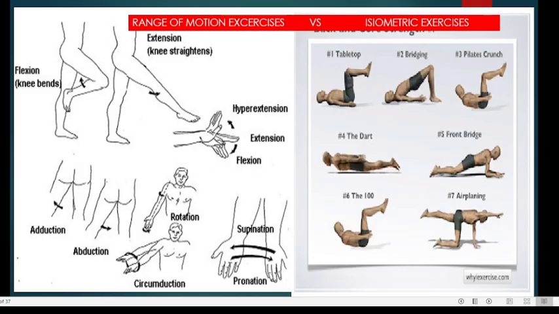Okay? Here are some of the range of motion exercises vis-a-vis the isometric exercises. Like the range of motion, we have the flexion, extension, hyperextension, flexion, rotation, supination, pronation, circumduction, abduction, adduction. Then you have the isometric exercise, the contraction of muscles. I don't know which one is your favorite position, but you can be able to see all of them. Great.